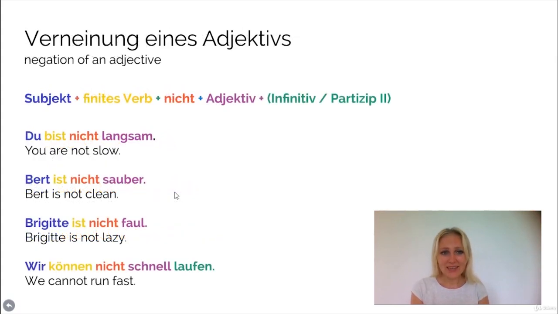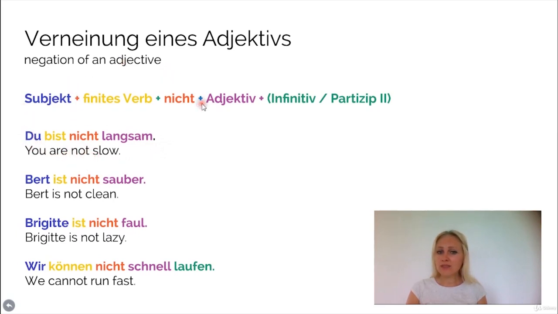Okay, so the next slide, this is when we negate adjectives. As you see, you use a subject first, then comes the conjugated verb, then the negation nicht, then the adjective, and at the last position comes either the infinitive or the Partizip 2. It's just as in one of the slides before, if you use, for example, a modal verb or the perfect tense. For example, du bist nicht langsam. It means you are not slow. In this case, it's just a simple present tense sentence.